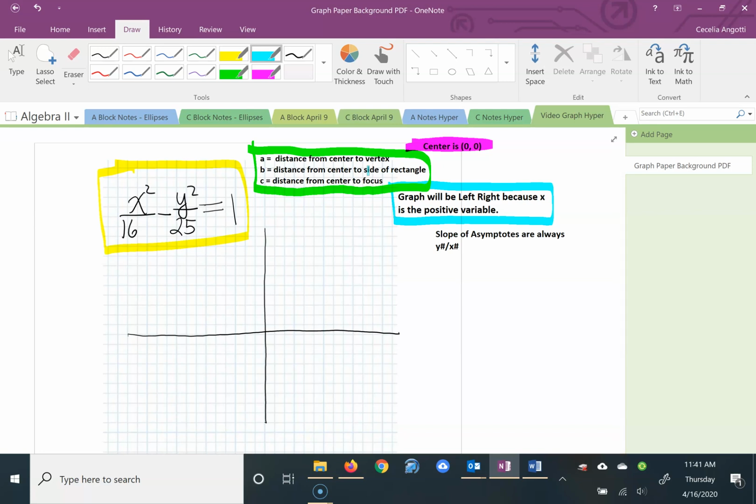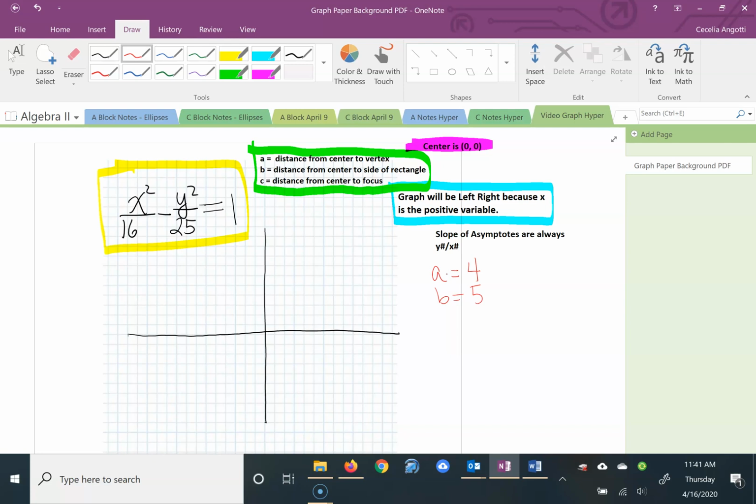Okay, so with that information in mind, we can take this equation, and we know right away that our A value is going to be 4, and our B value is going to be 5. Again, in hyperbolas, A does not have to be the bigger number. A just needs to be the distance from the center to the vertex.